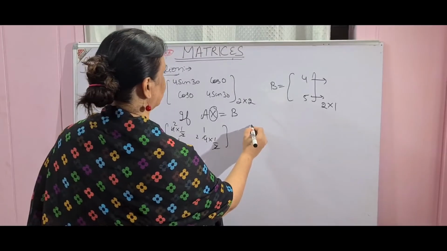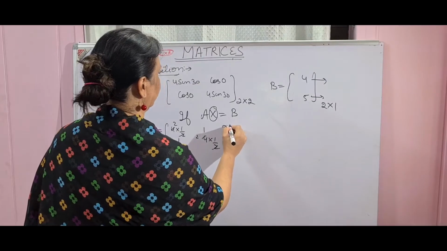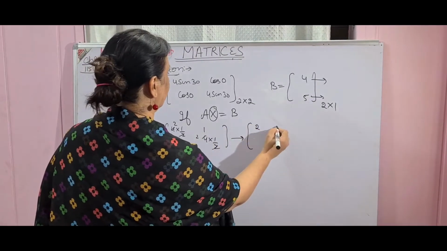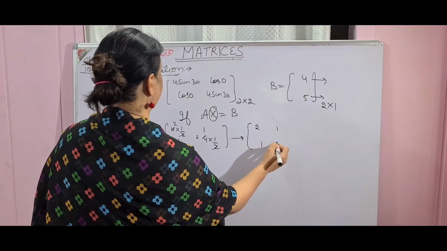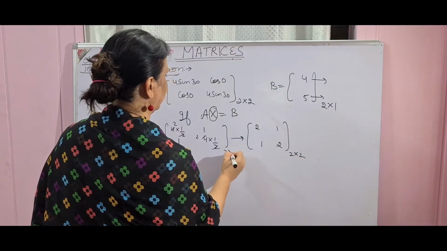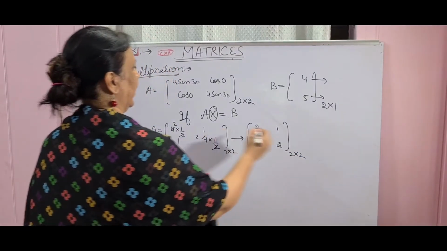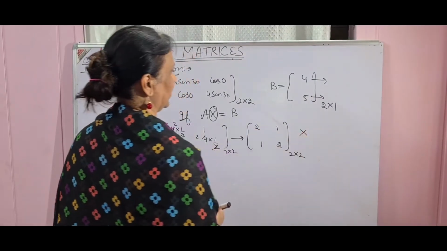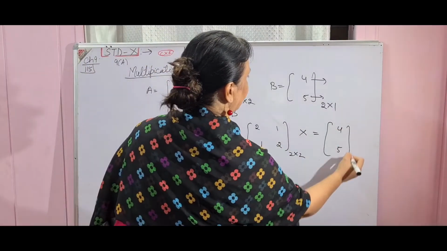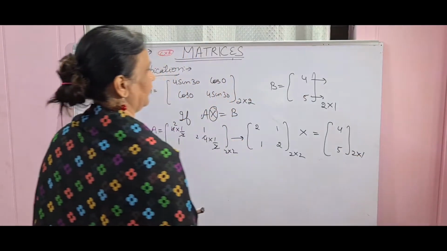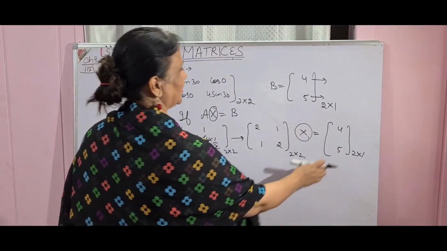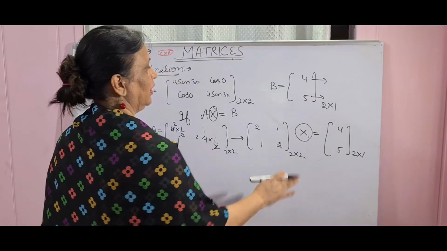Now I am going to substitute the values of A and B in the given equation. So A is [2, 1; 1, 2], 2 into 2. Please don't forget the order. I am telling you again and again. X I don't know, so I'll put it like that only. AX is equal to B, and B is [4; 5], 2 into 1. Now I have to find X. Children, remember, you are not going to take the matrix to that side. Nothing like that.